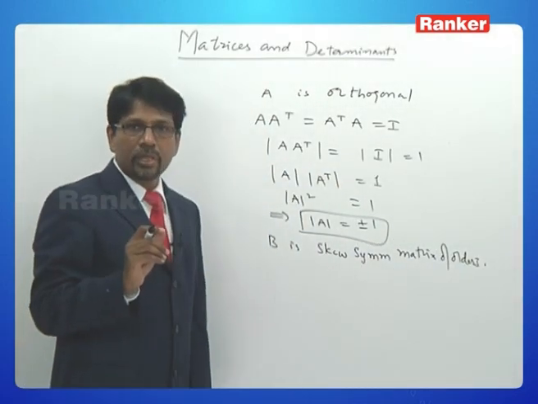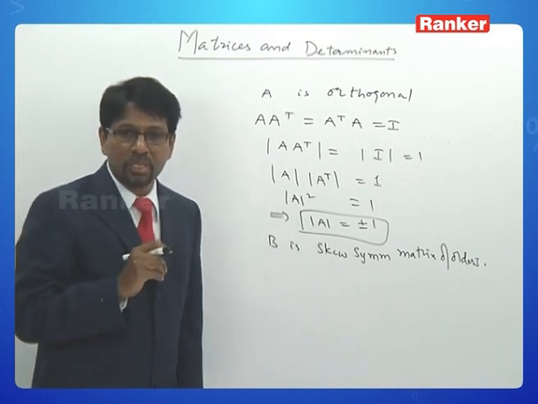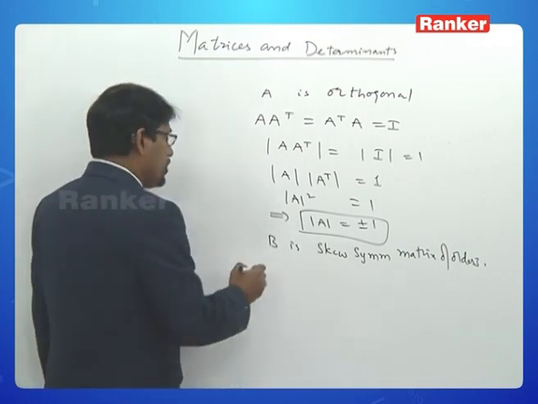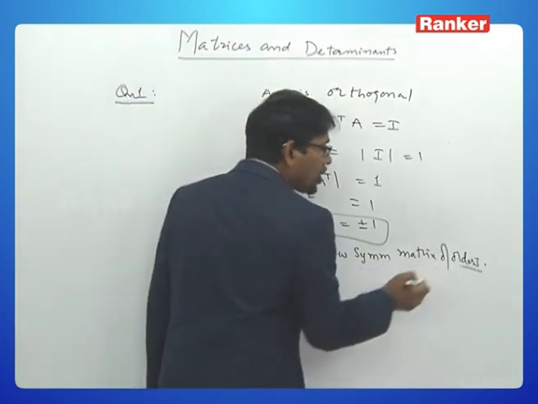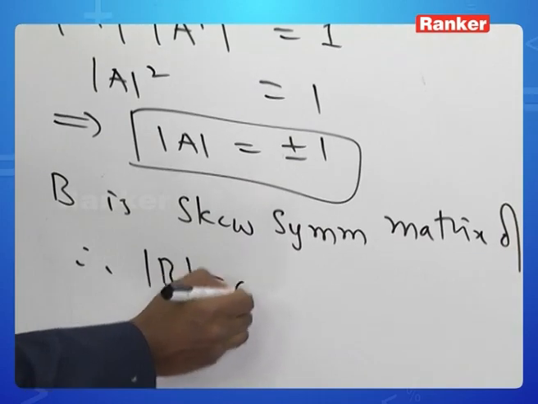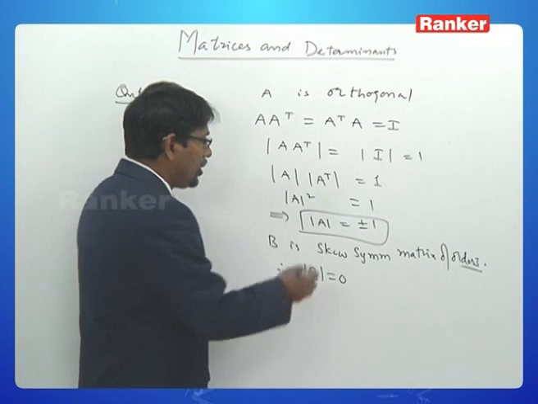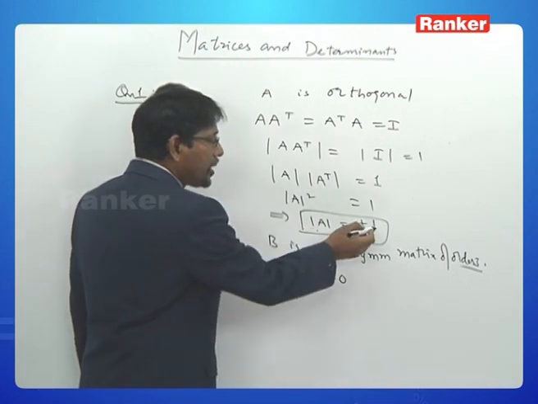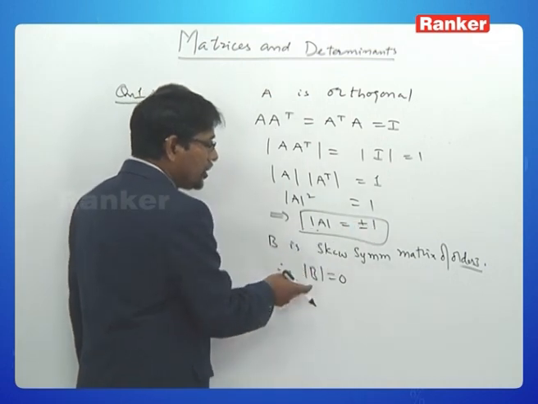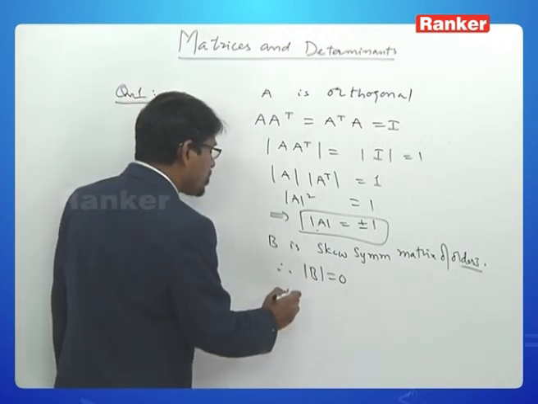We know that every skew symmetric matrix of odd order has to have its determinant equal to 0. So 3 is an odd number, therefore determinant of B is 0. Now, obviously we have determinant of A to be plus or minus 1, determinant of B to be 0. So determinant of AB has to be 0.